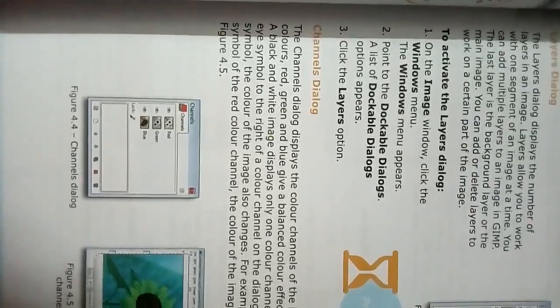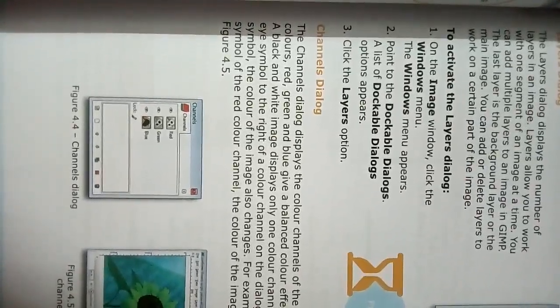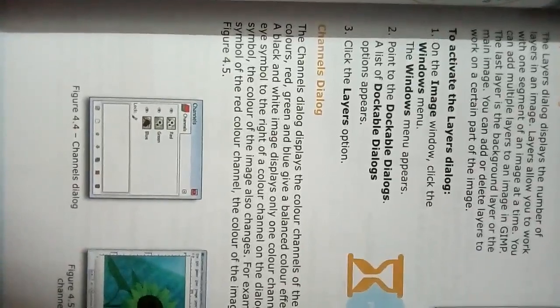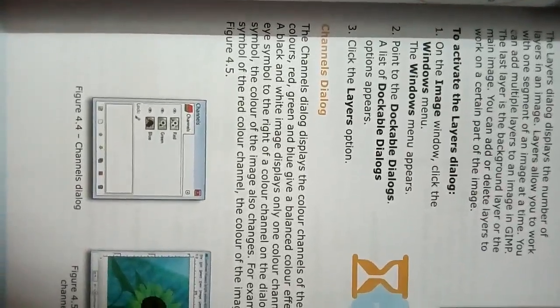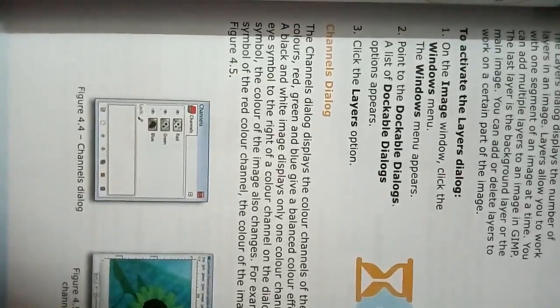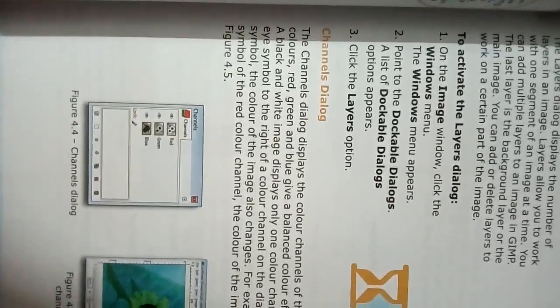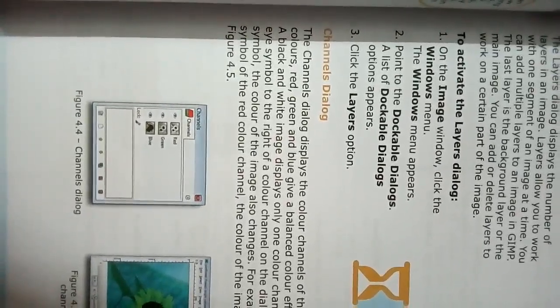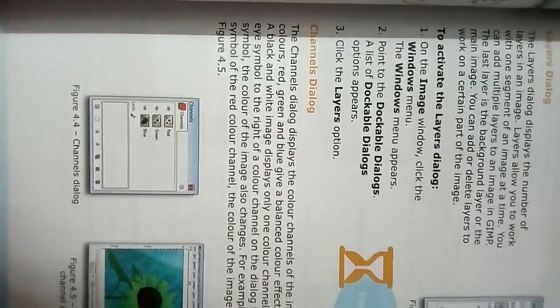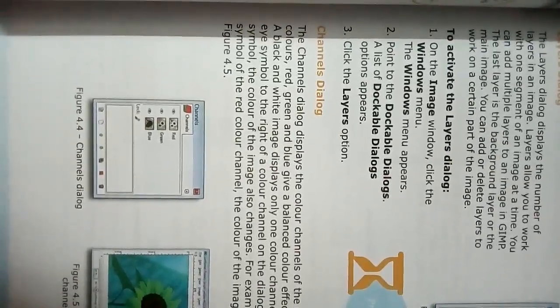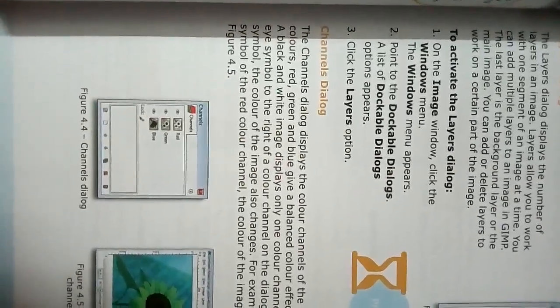Now how will you activate the layer dialog? For that, on the image window, click the Windows menu. The image window you have seen on the standard toolbar at the top of the window. There you have to click on the Windows menu, and from the Windows menu you have to move the cursor to dockable dialogues. You will see one option, dockable dialogues.